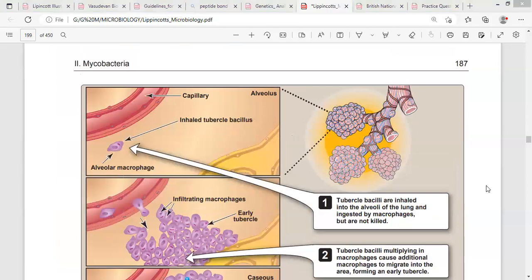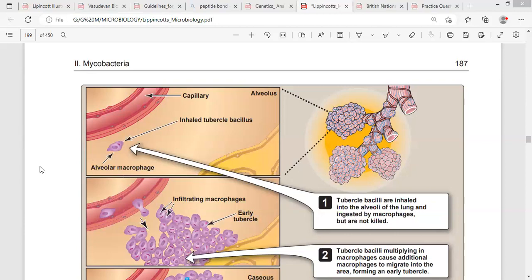So once someone with TB has coughed and you're in the same room, you've inhaled that TB, it gets to the lungs, and in the lungs it will meet the alveolar macrophages.